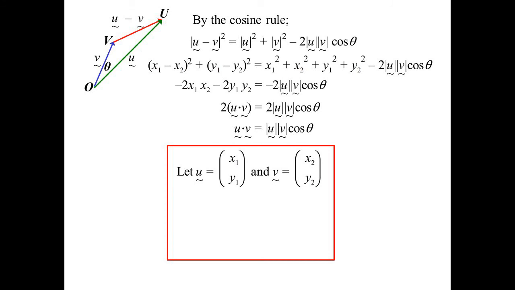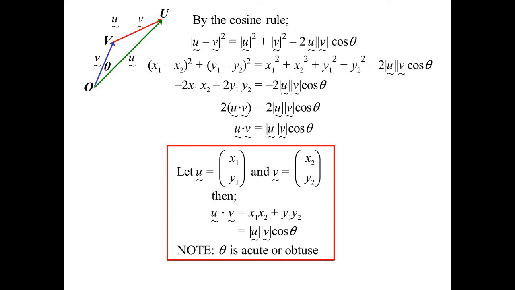So if we're again saying that u is x1, y1 and v is x2, y2, then we know that u dot v, remember we found out, is the magnitude of u times the magnitude of v times cosine of theta. Theta will either be acute or obtuse, so we don't end up with reflex angles. Theta was representing the angle between the two vectors, so you're not going to get a reflex angle.